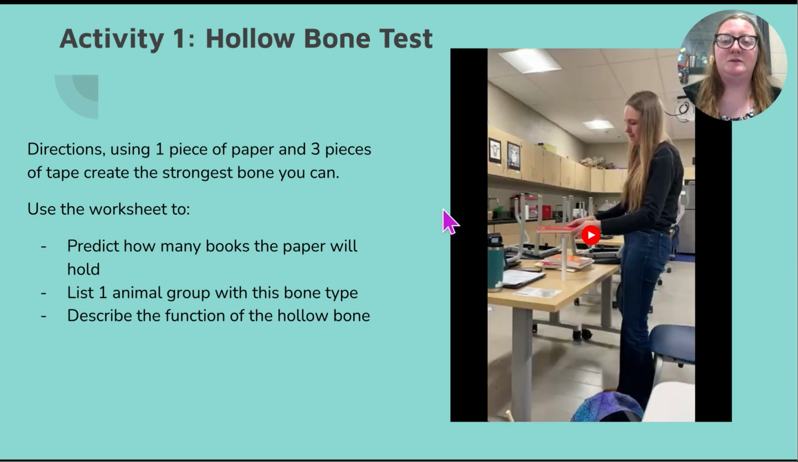So the first activity we did was the hollow bone test. Students got one piece of paper, they had to wrap it around itself, put some tape on there, and see how many books they can hold. They had to predict on their worksheet how many books they would hold, tell me which type of animal group this matched, and discuss the function of the hollow bone.